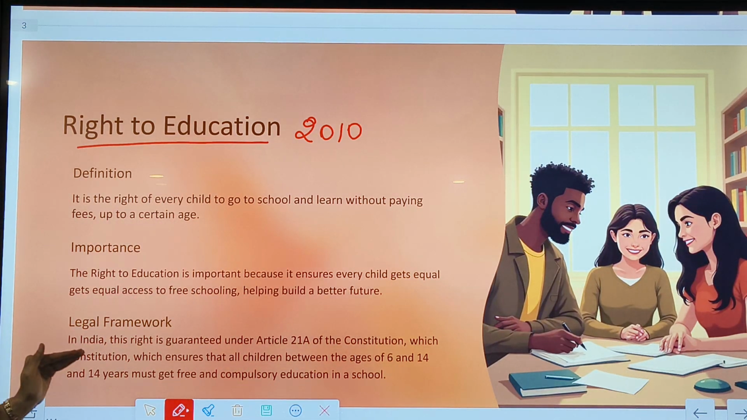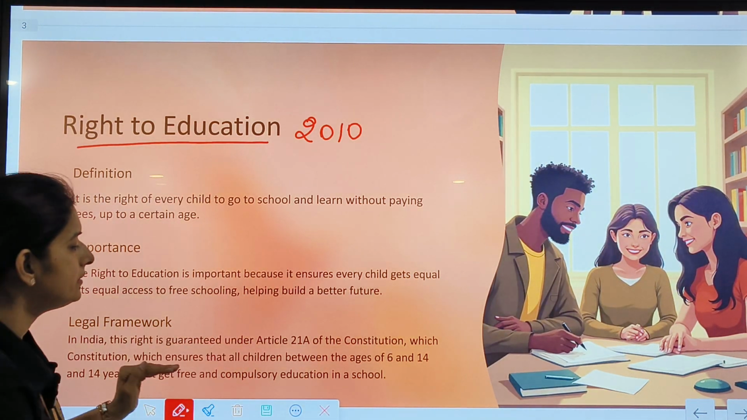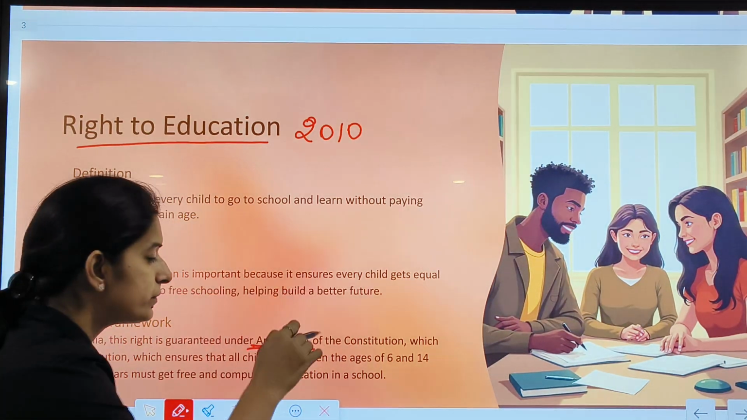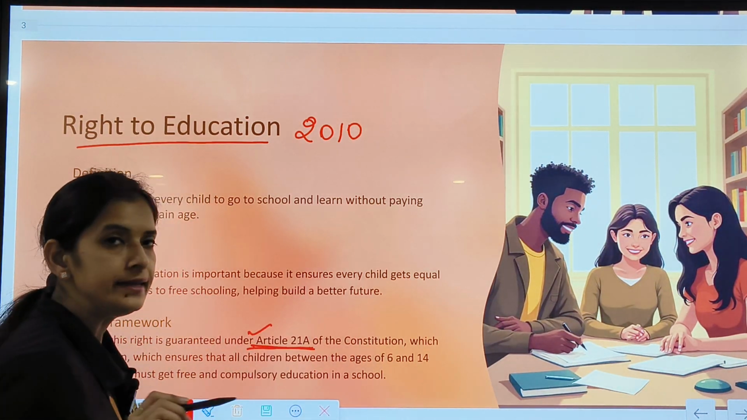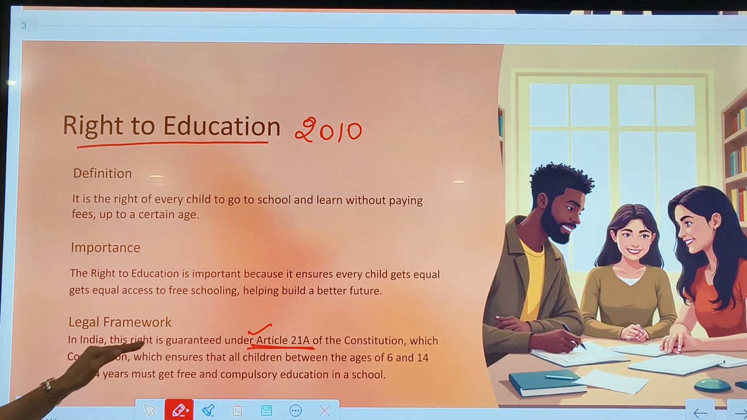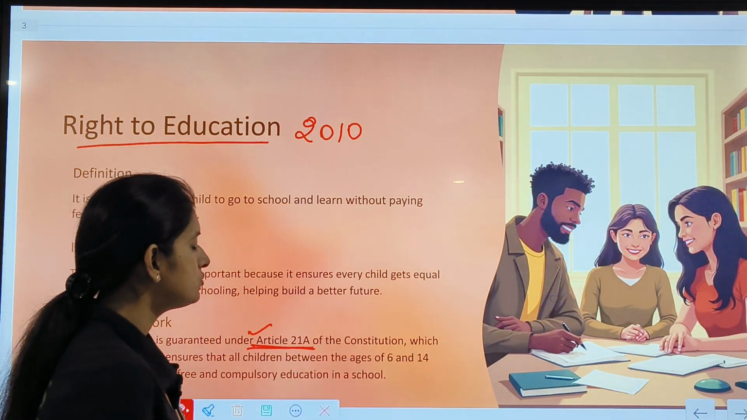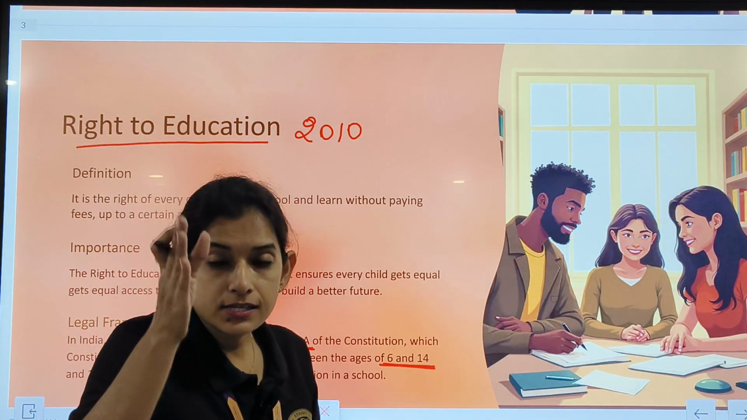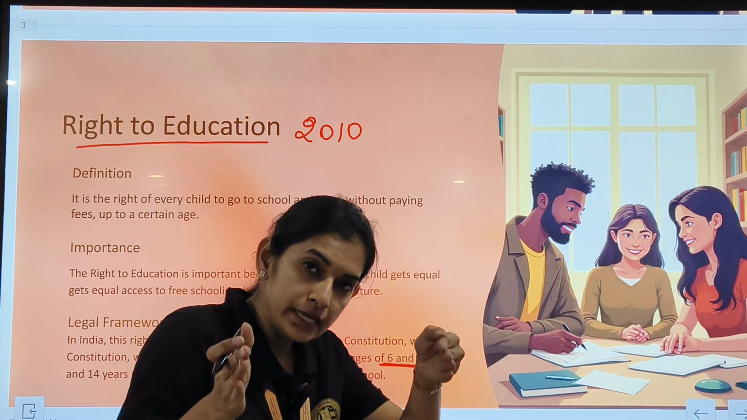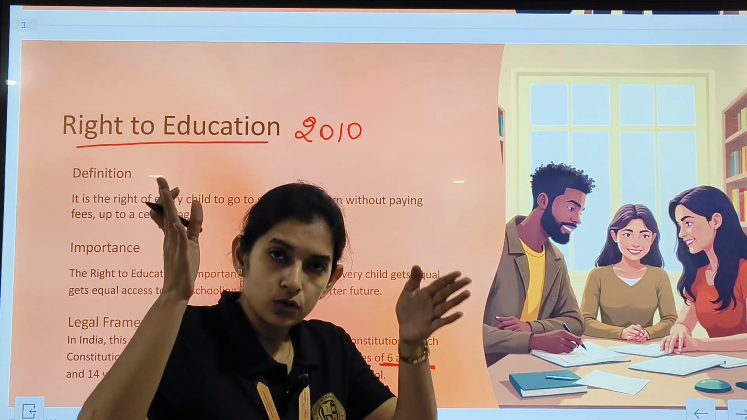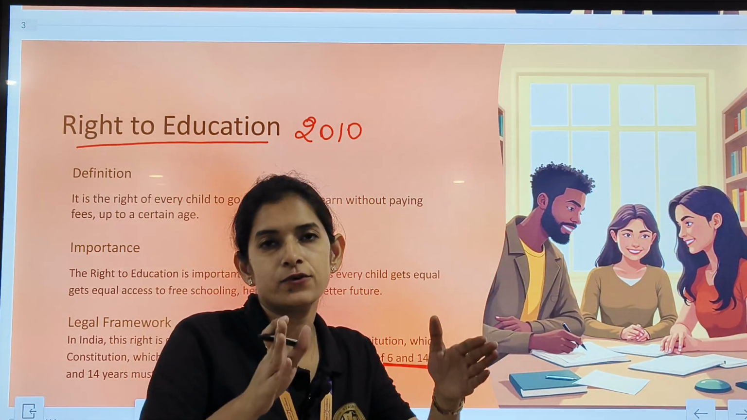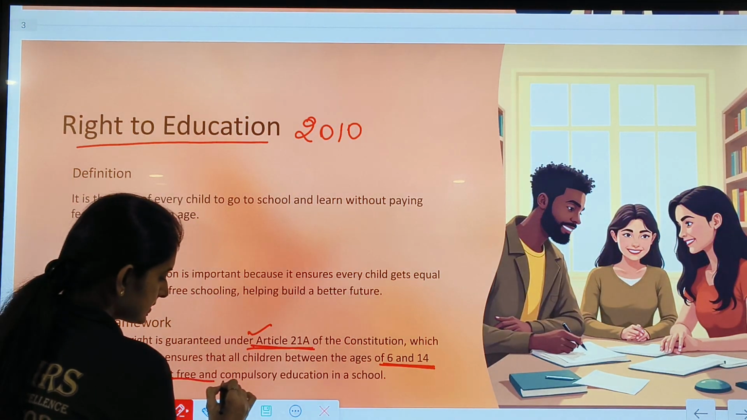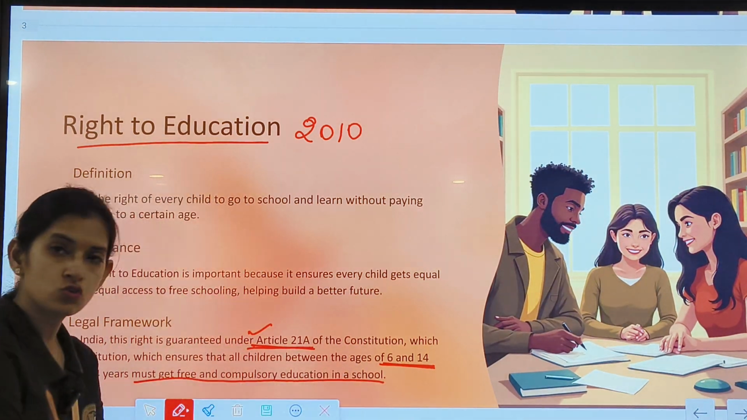Legal framework. In India, this is guaranteed under Article 21. Under which article was it made? It was made under Article 21 of the Constitution, which ensures that all children between the age of 6 and 14, clear, 14 is included, can get compulsory free education in the schools. They must get free compulsory education in the school.